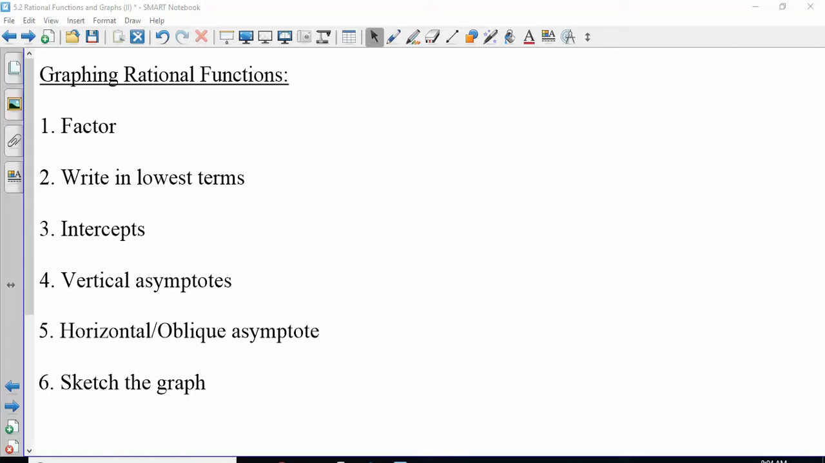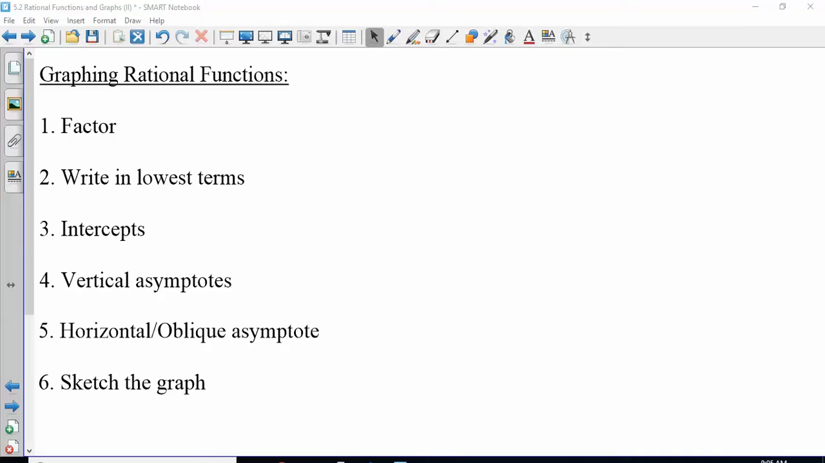Step 3, intercepts we've talked about with lines. We touched on Friday with these rational x and y intercepts. Basically that's just plugging in 0 for the opposite variable. Vertical asymptotes, we were doing x equals whatever makes the bottom 0. Step 5, horizontal or oblique, we said you'll never have both. It's one or the other.